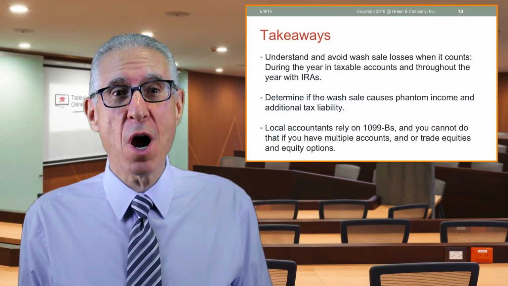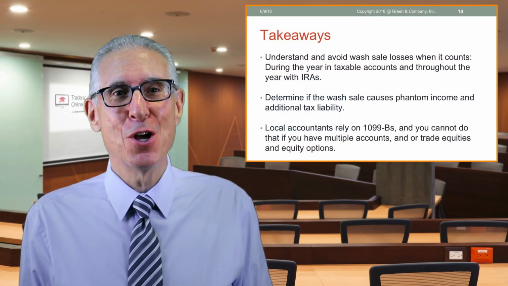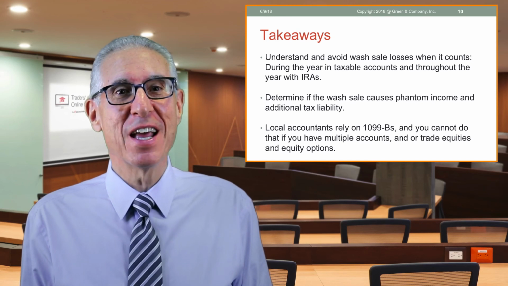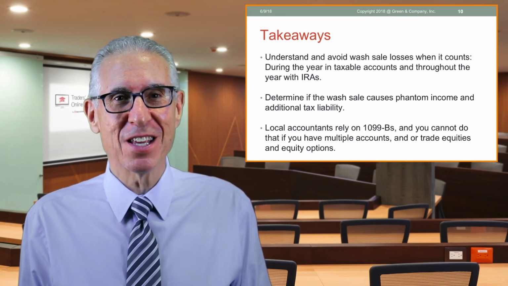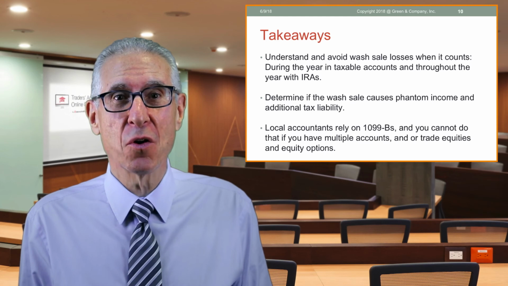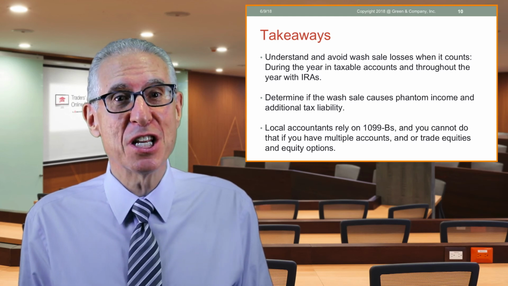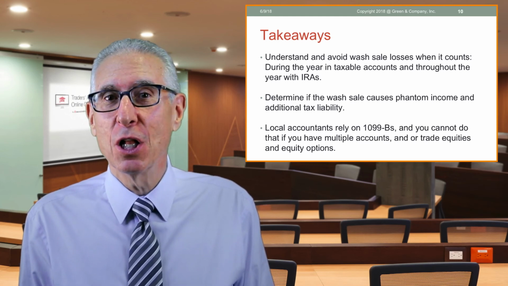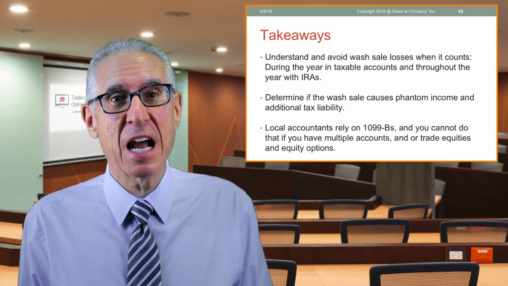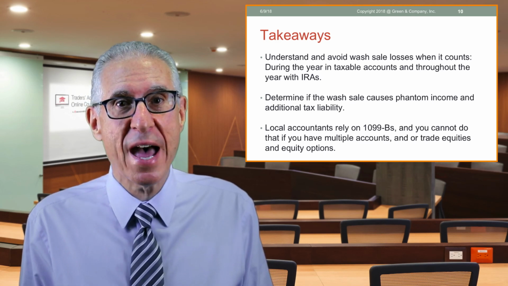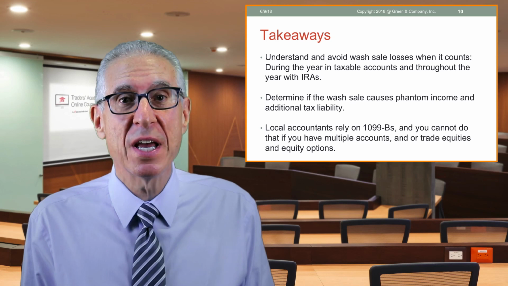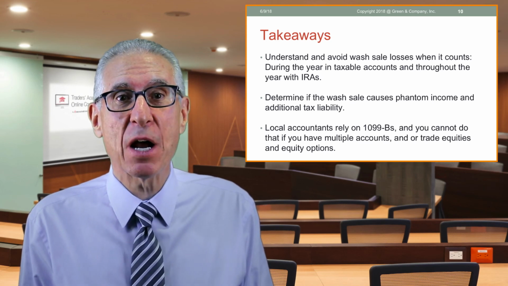Understand and avoid wash sale losses when it counts, during the year in taxable accounts and throughout the year with IRAs. Determine if the wash sale causes phantom income and additional tax liability. Local accountants rely on 1099-Bs, and you cannot do that if you have multiple accounts and/or trade equities and equity options.